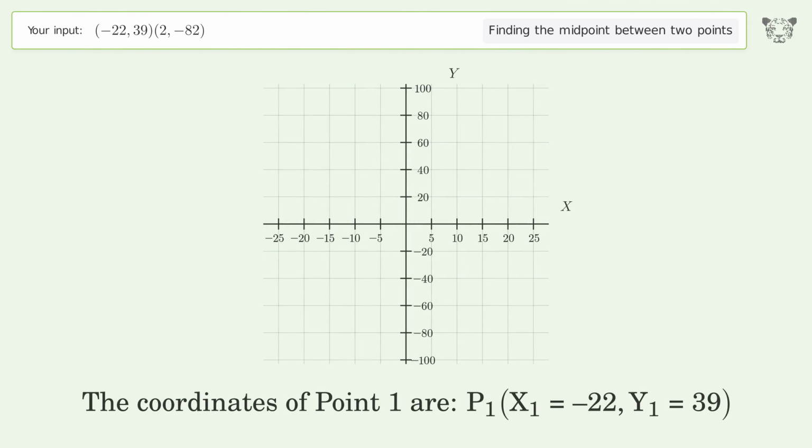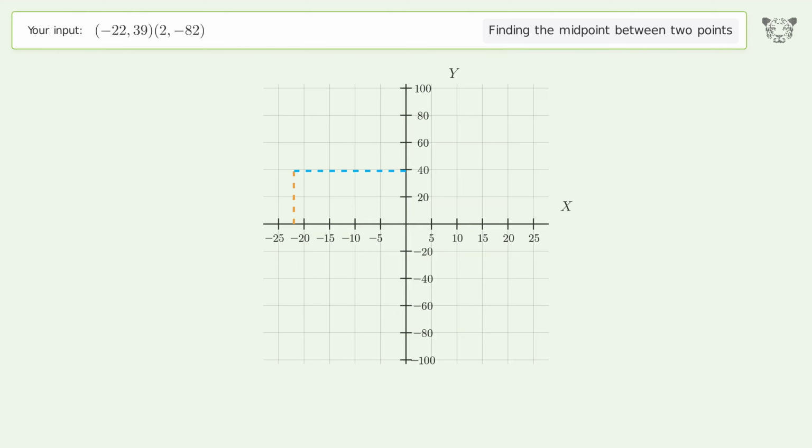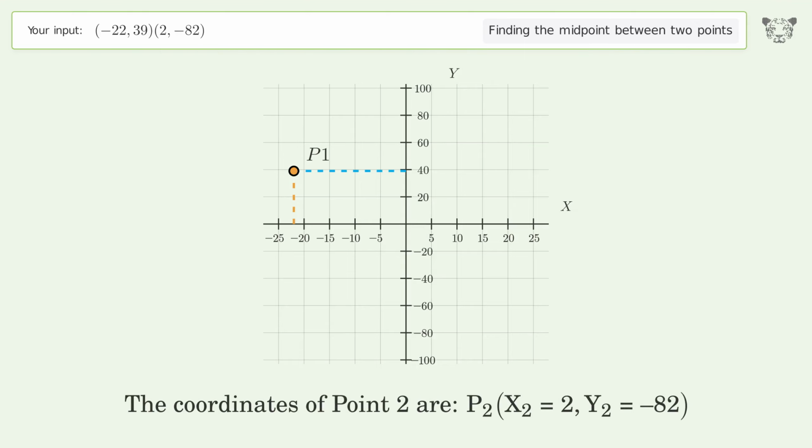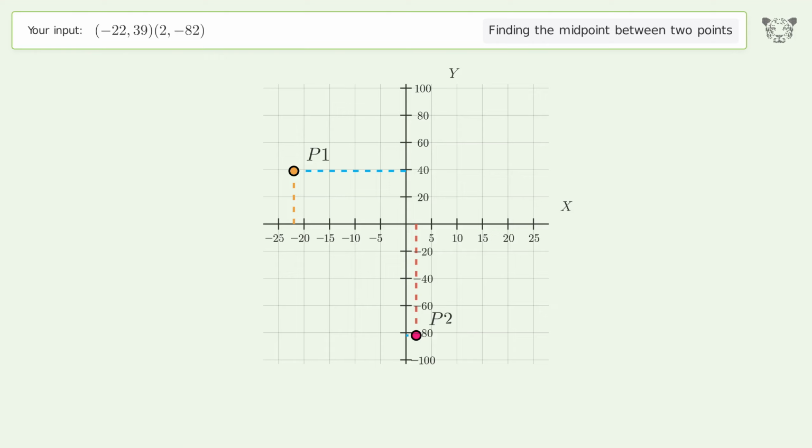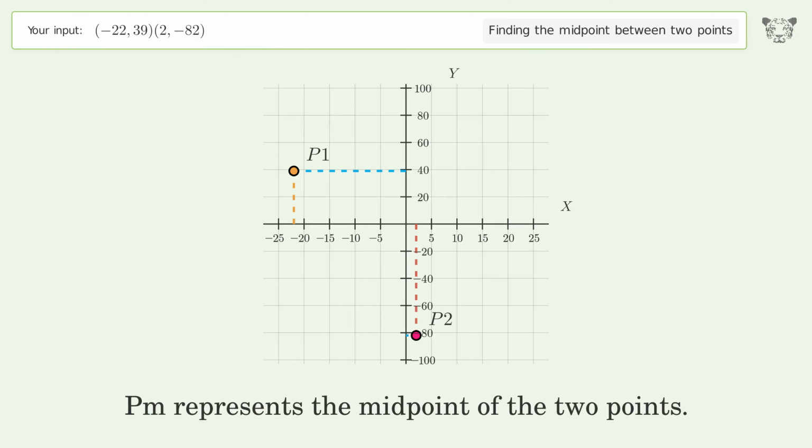The coordinates of point 1 are, x1 equals -22, y1 equals 39. The coordinates of point 2 are, x2 equals 2, y2 equals -82. PM represents the midpoint of the 2 points.